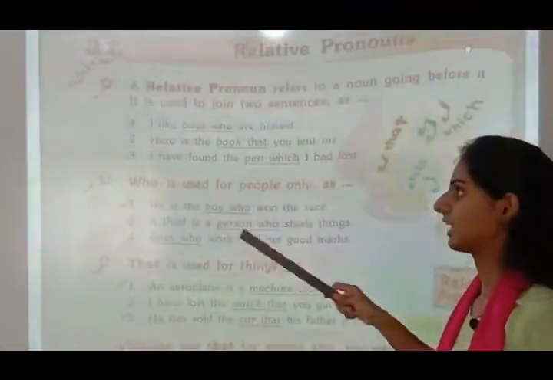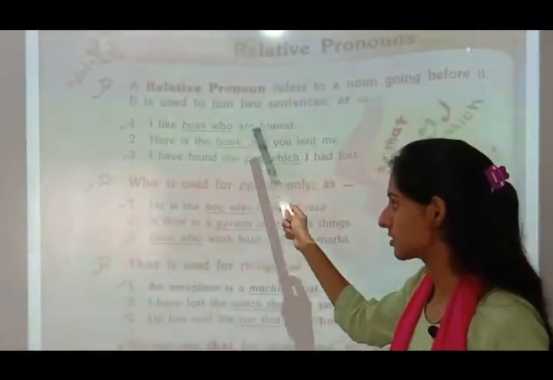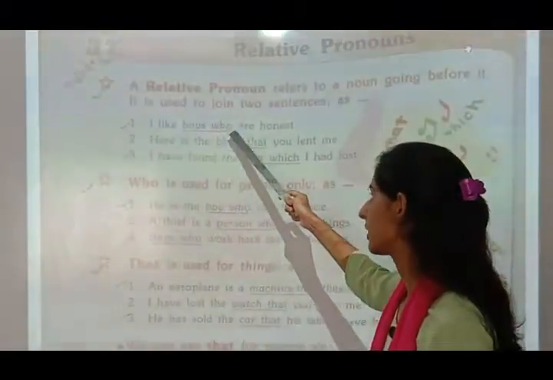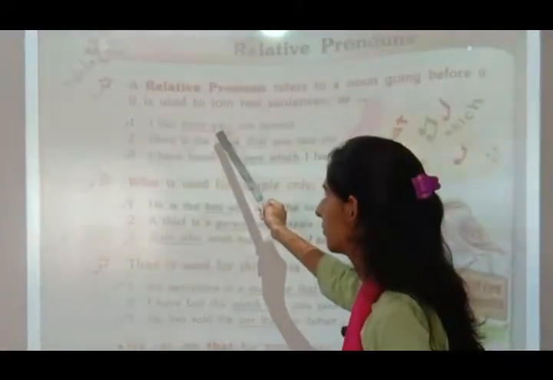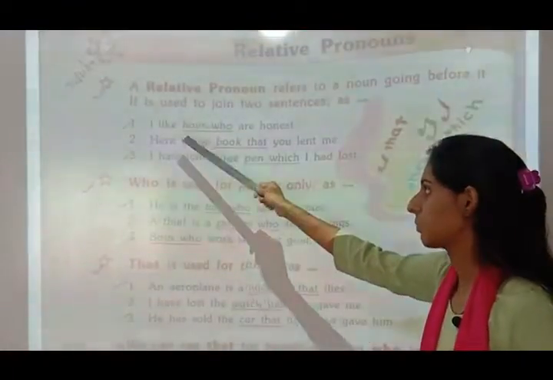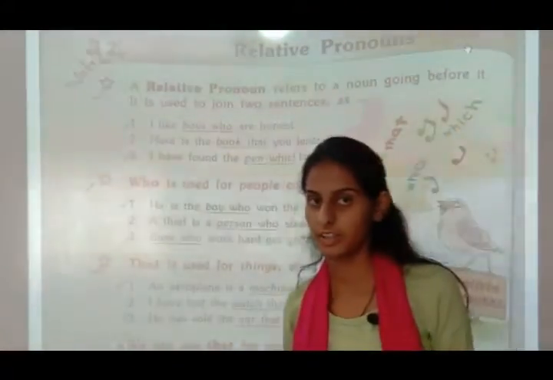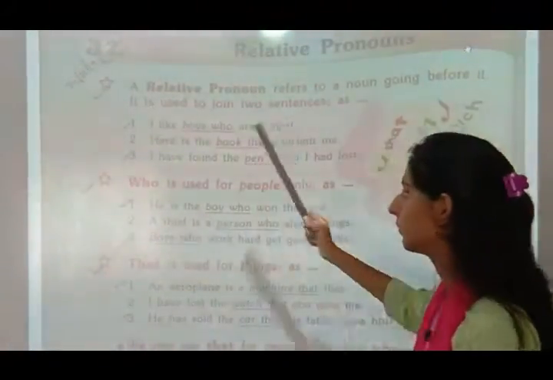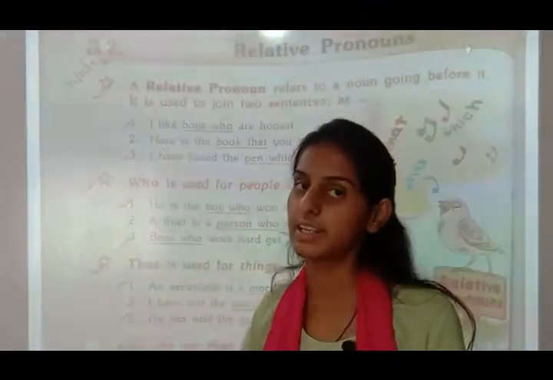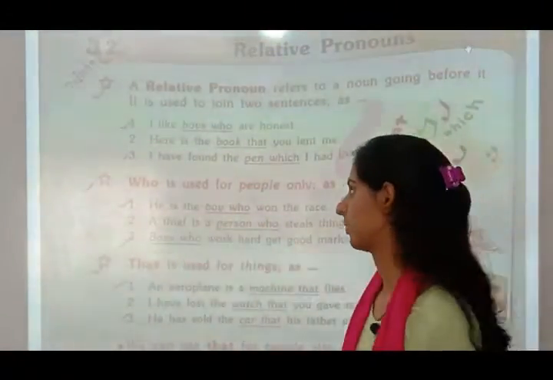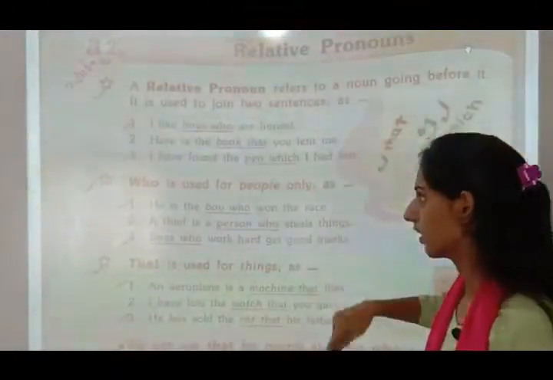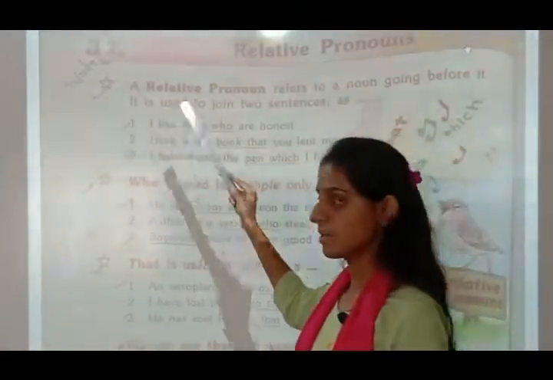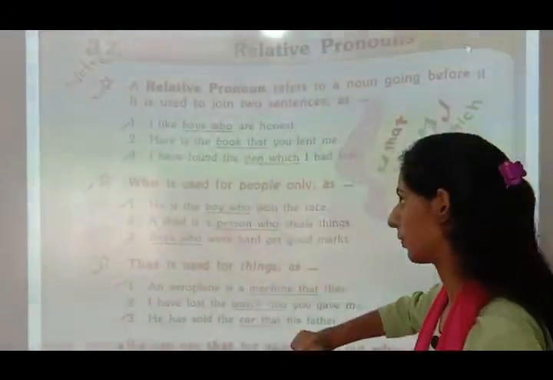Now, here it is telling that a relative pronoun is used after a noun which is there. Here you can see, I like boys who are honest. So here before the relative pronoun there is a noun. Here boys, book, pen, boy are all nouns, and after that we are using a relative pronoun, that is who, that, which, which is related to this sentence. So we can say it is a relative pronoun. I like boys who are honest. Here boys is a noun, and who is the relative pronoun, and boys is used before the relative pronoun.